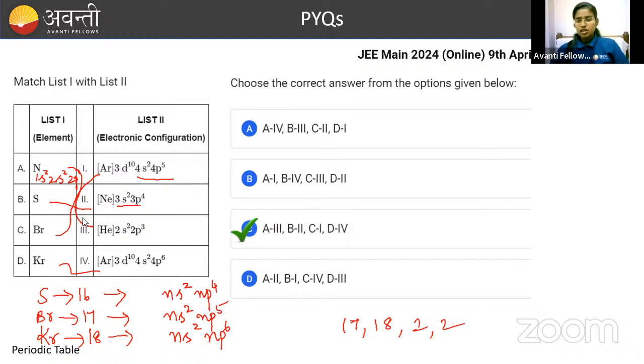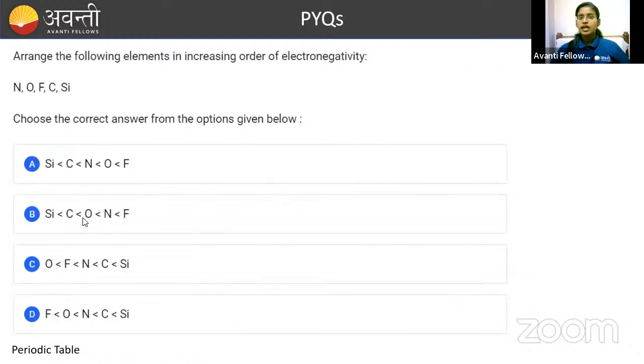Fine. The second question is, arrange the following elements in increasing order of electronegativity. We have nitrogen, oxygen, fluorine, carbon and silicon. Electronegativity is one of the physical properties, the fourth physical property. We have to choose the correct answer from the options given. So how to find out the correct answer?